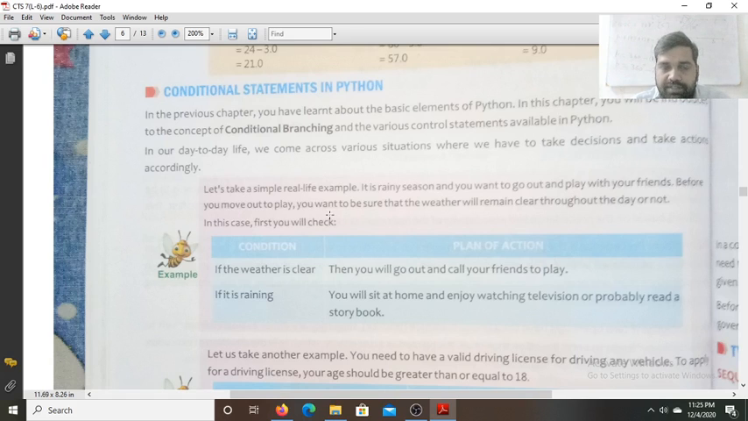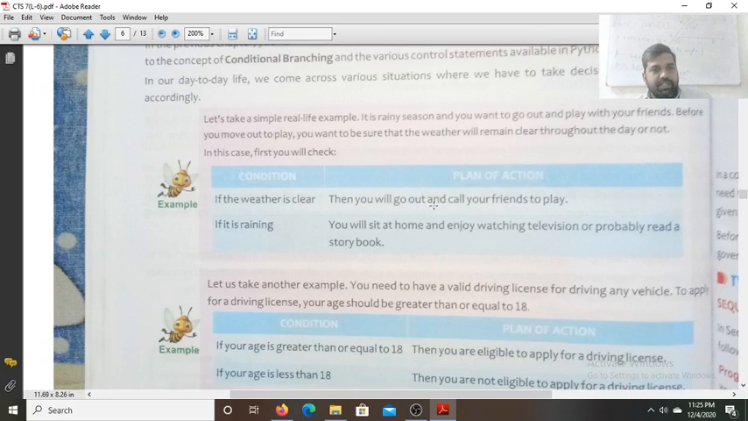In our day-to-day life, we come across various situations where we have to take decisions and take actions accordingly. Let us take a simple real-life example. It is rainy season and you want to go out and play with your friends. Before you move out to play, you want to be sure that the weather will remain clear throughout the day or not. In this case, you are doing the check operation. Condition: if the weather is clear, then you will go out and call your friends to play. That is the plan of action. If the condition is true, then only you are going to execute this plan. If it is raining, you will sit at home and enjoy watching television or probably read a storybook.